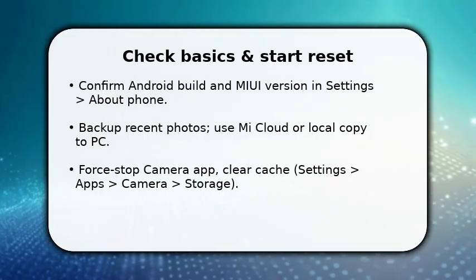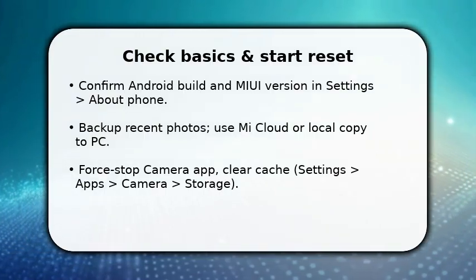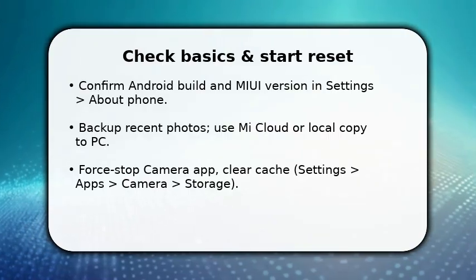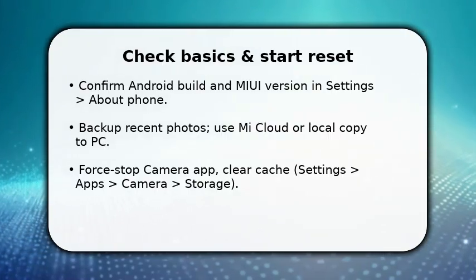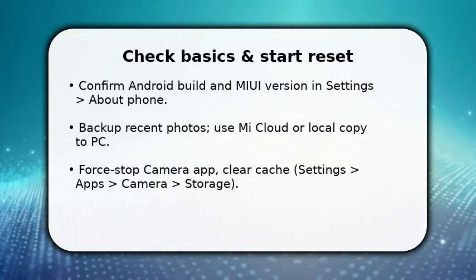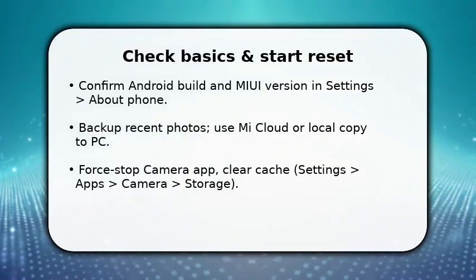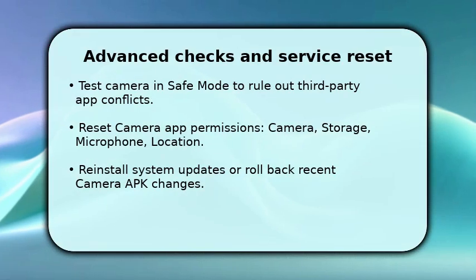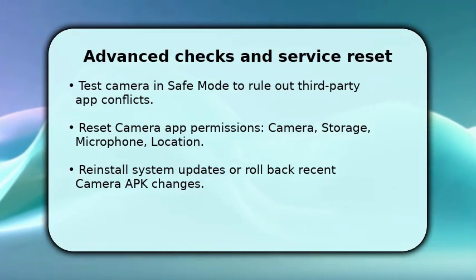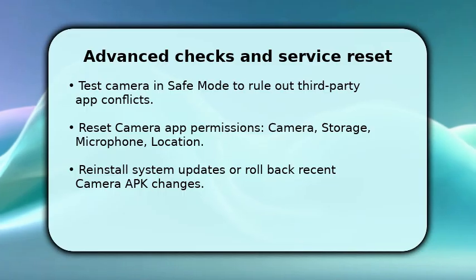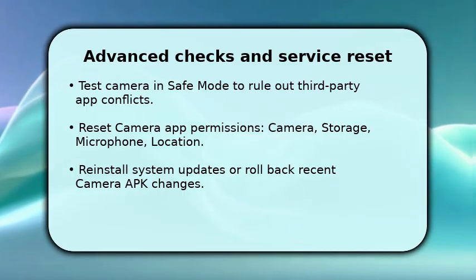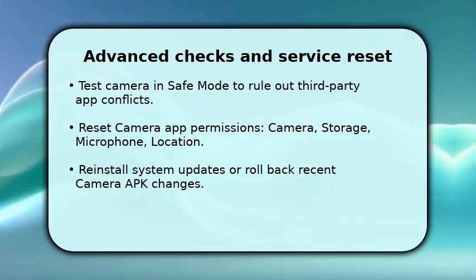Next, force stop the camera app and clear cache and app data from Settings app's camera storage. Doing that removes corrupted temporary files that commonly cause errors and lets the app start from a clean state before deeper troubleshooting. Once the app is cleared, reboot into safe mode and test the camera to identify third-party interference. Safe mode disables add-on apps so you can isolate the problem.